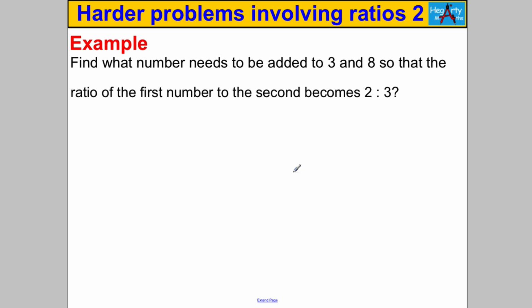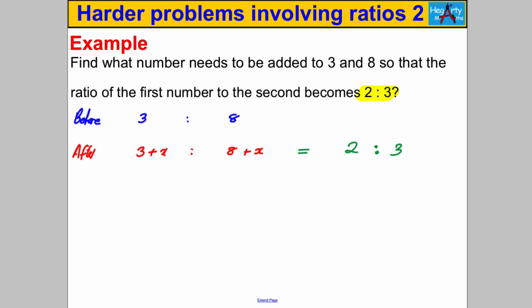Okay, it tells us that we've got the numbers 3 and 8. What number needs to be added to 3 and 8 so that the ratio becomes 2 to 3? So before we do anything, in the before scenario, we've got the numbers 3 to 8, right? And I add some number to them. Now I don't know what number I add, but I'm going to call it x. Why not? So I add x to 3, and I add another number x to 8. So that's what the numbers are now, and that's their ratio. And it tells us that when I've added those numbers, the ratio becomes 2 to 3, right? So I can state that this here must be equal to 2 to 3.